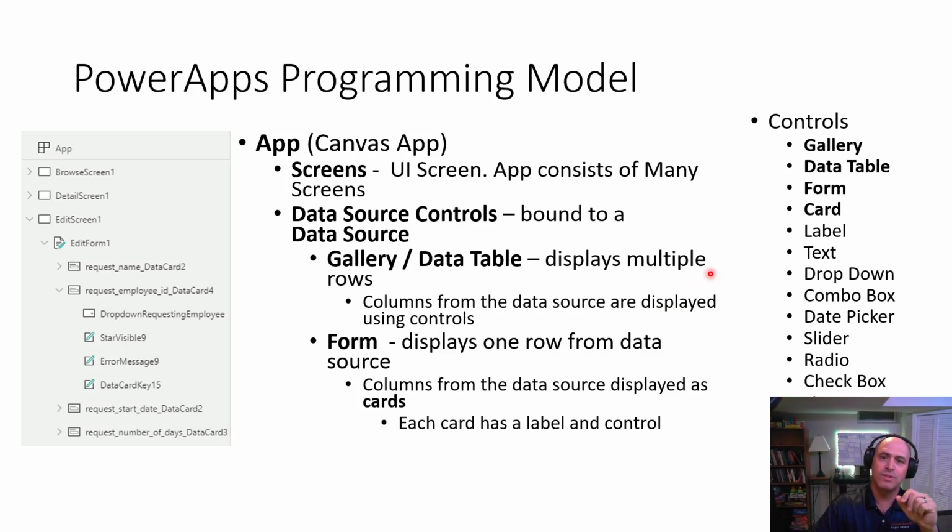And all the controls are listed over here. So the ones in bold, these controls here are all data-oriented controls. So you have galleries, you have forms, and then inside the form are cards. A card is a label and a control. So you might have customer name and then a drop down that lists all the different customers. Or you might have order quantity and then a slider that represents the order quantity. So order quantity is the label, the slider is the value. Those together are in a card and they represent the field on the form.